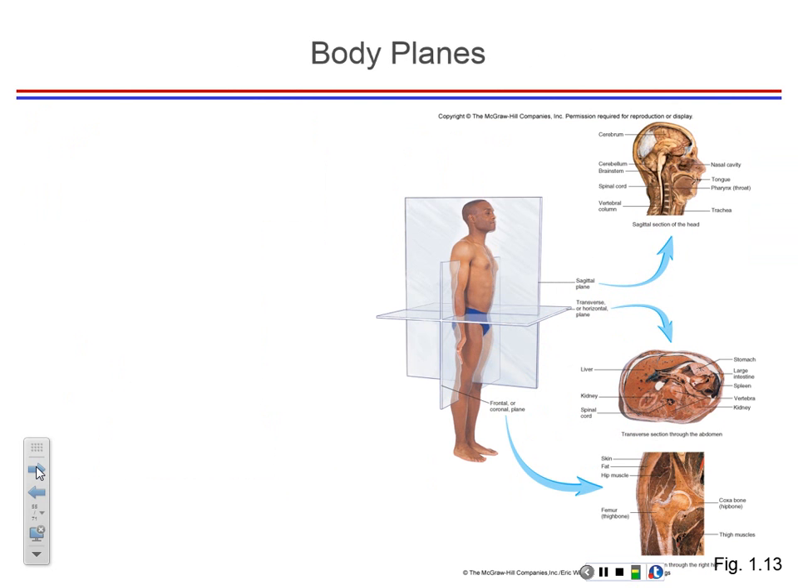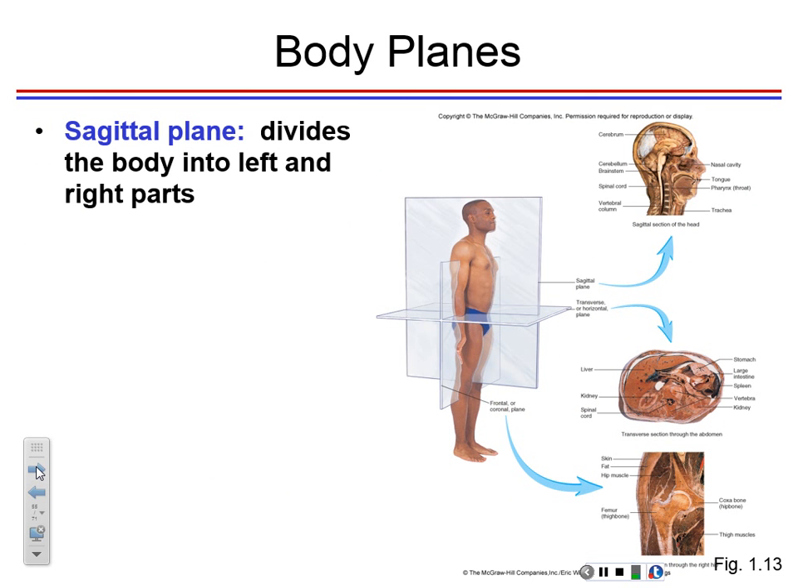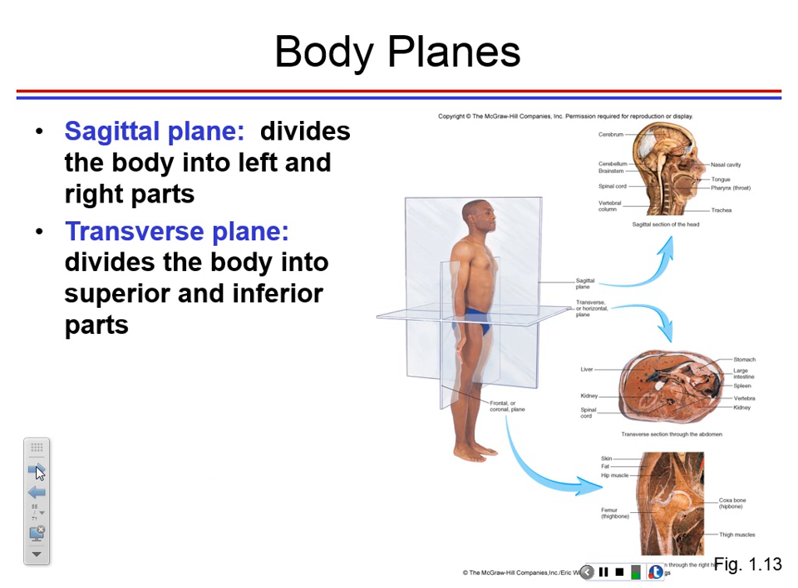Now these are the body planes that dissect the body. We have the sagittal plane that goes along here, that divides the body left and right. And then we have the transverse plane that divides the body into superior and inferior parts. I want you to be able to describe these planes. What they do, how do they divide the body? Sagittal, left and right, so it's like cutting right in the middle, and you get a mirror image of each other.